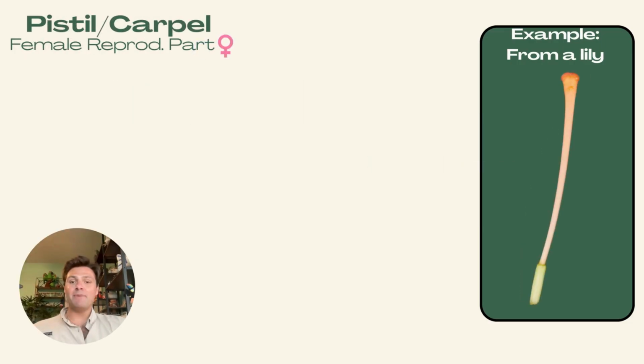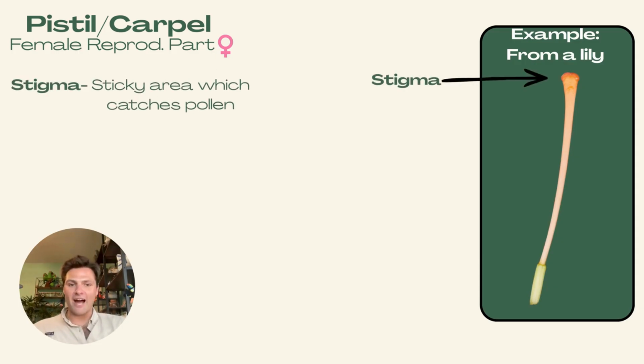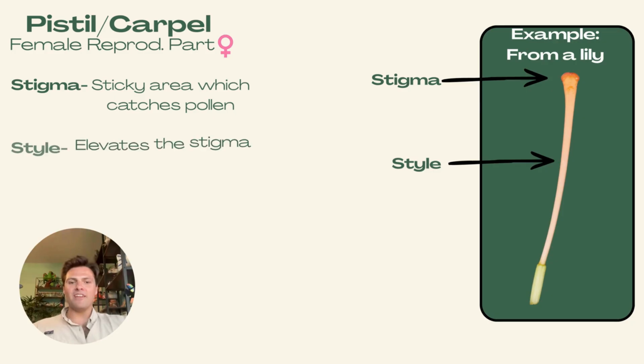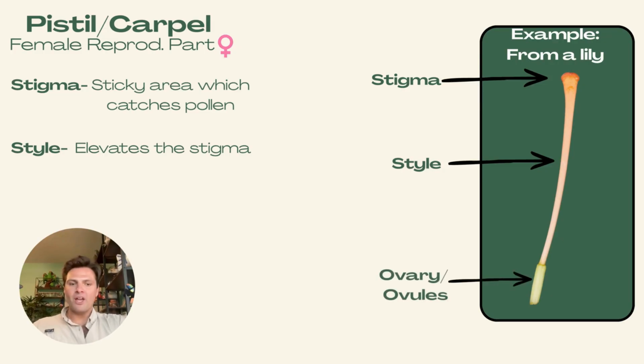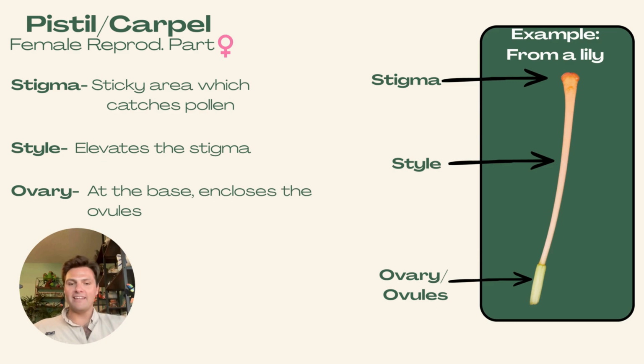And lastly, the pistil slash carpel. This is the female reproductive structure of the flower and has three parts. First is the stigma, which is the sticky area atop the reproductive structure, which catches pollen. Then there is the style, whose main purpose is to elevate the stigma into a more favorable position to catch those pollen grains. And then at the base, you have the ovary, which encloses the ovules, and the ovules contain the female reproductive cells.